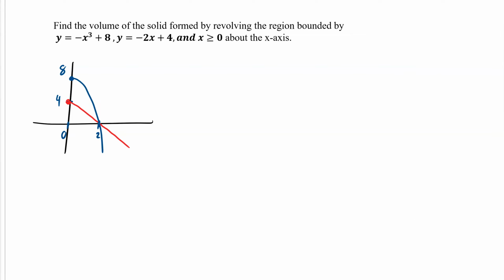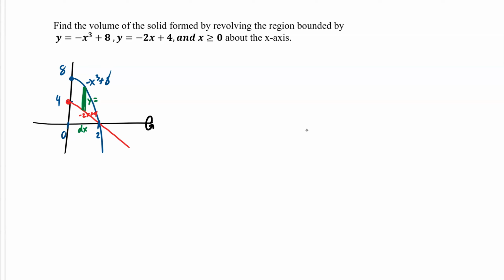And we're rotating this about the x-axis. So if we're using disk or washer and we rotate about the x-axis, that means our rectangle needs to be vertical. We're always perpendicular for disk and washer, perpendicular with the axis of rotation. So that's x equals, dx, and that's y equals. So our top one is our negative x cubed plus 8. And let's put that in blue since it is the top. And the bottom is the red, which is the negative 2x plus 4.